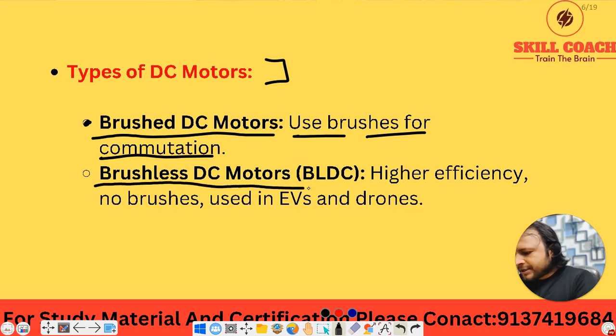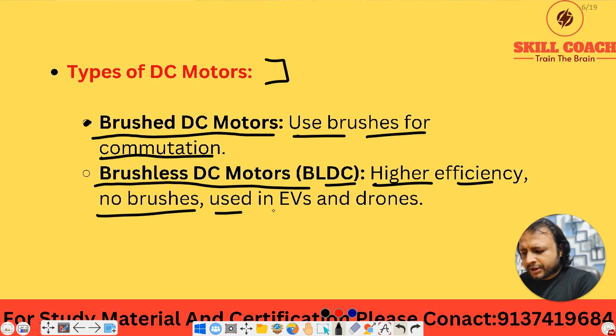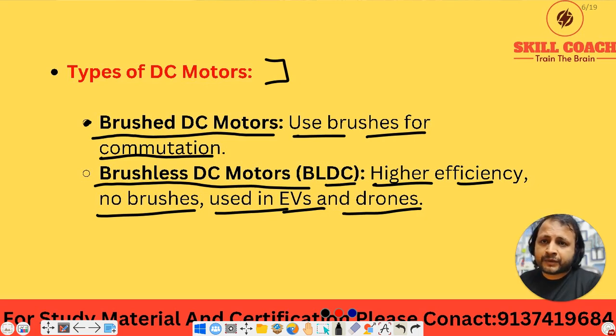And the brushless DC motor basically has higher efficiency, no brushes, and is used in EVs and drones. अगर आपने कभी अपने कॉलेज में, या स्टूडेंट लाइफ में अभी भी कर रहे होंगे, तो बहुत सारे अदर स्टूडेंट्स होते हैं जो ड्रोन के प्रोजेक्ट्स पे काम करते हैं. So drones are working on the brushless BLDC motor. अब इसके बहुत सारे एडवांटेजेस हैं. ओके, एंड EVs भी यूज कर रही हैं.